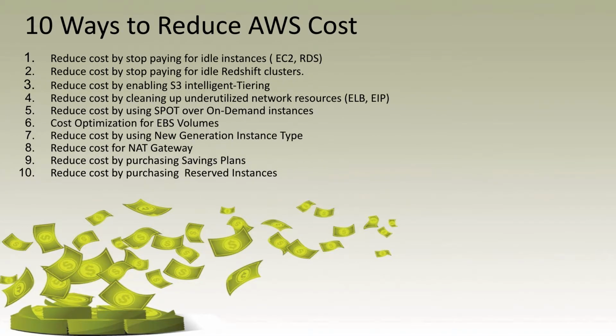So guys, I've listed here 10 different ways you can use to reduce your AWS cost. The first one is to stop paying for idle instances, meaning your EC2 and RDS instances. What happens in our organization, whenever we are working on any project, is that we launch instances in our lower environments, like development or QA, and we forget to terminate or stop these instances when they are not required, maybe when we are going home in the evening, or during the weekend, or during the holiday time, those instances are still running.